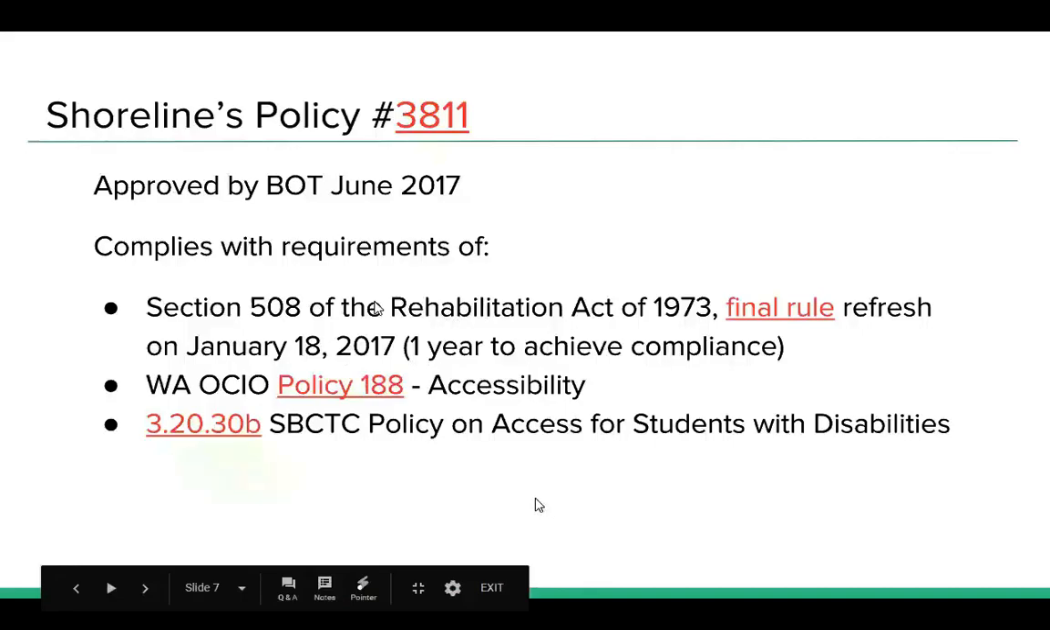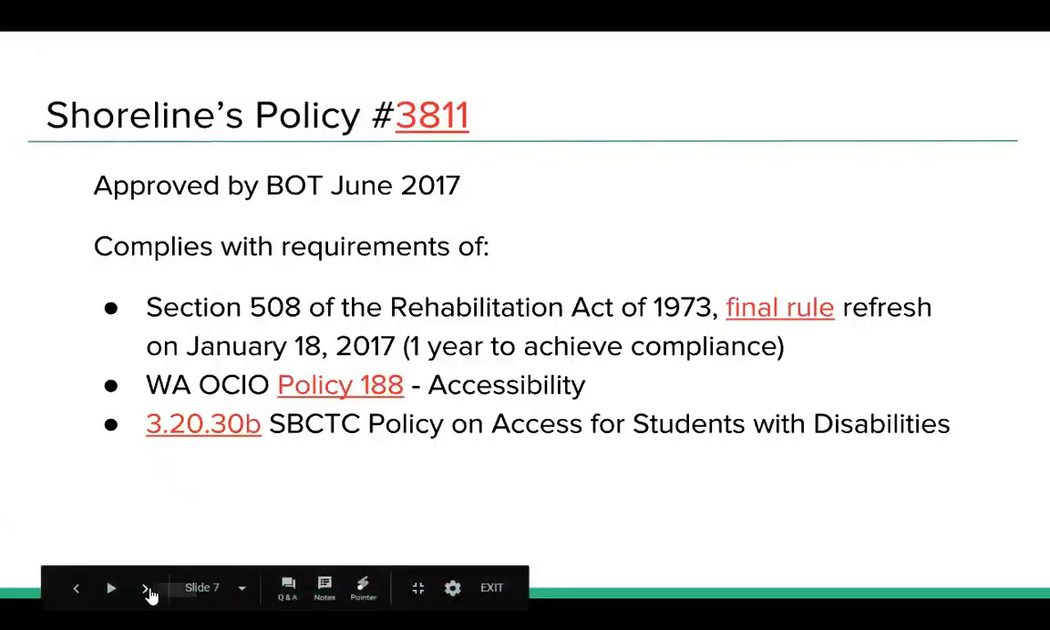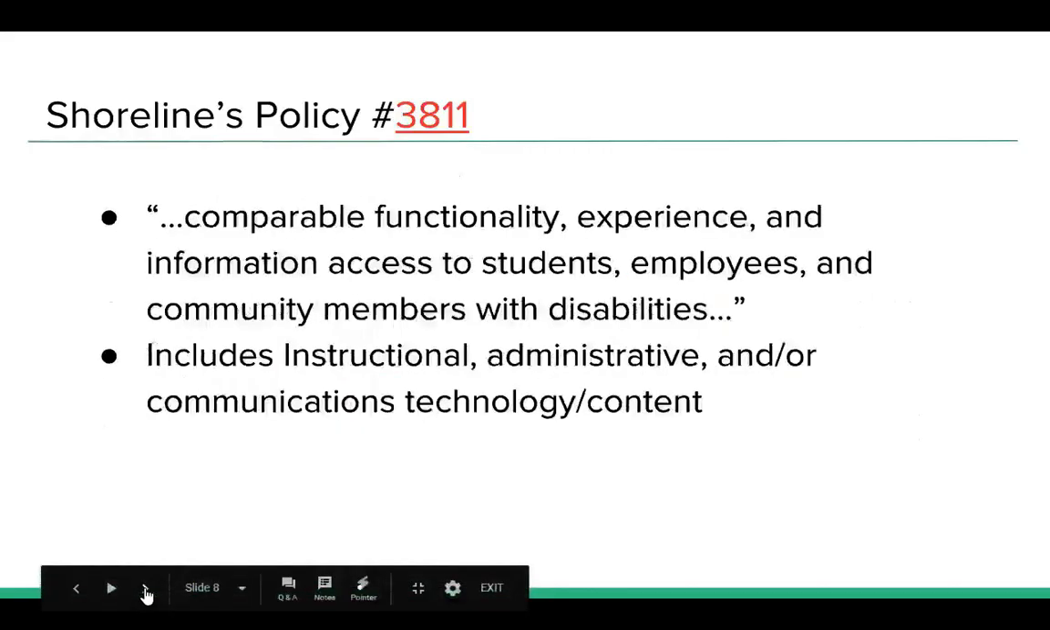Also last year, the Washington OCIO, which is the Office of the Chief Information Officer for the state of Washington, wrote and passed a policy called Policy 188, and that had to do with accessible IT. And our Shoreline policy helps meet the requirements of that policy. In addition, the SBCTC, which is the State Board of Community and Technical Colleges, also published a policy on access for students with disabilities. So our efforts here at Shoreline are working to meet all of those requirements, the federal and the state.